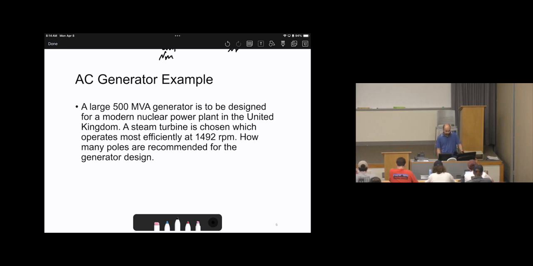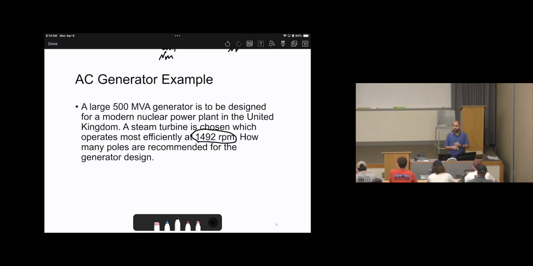So a large 500 megavolt ampere generator is to be designed in a modern nuclear power plant in the United Kingdom. A steam turbine is chosen where it operates most efficiently at this speed, 1492. How many poles are recommended for this design generator? So we have a generator in the UK, and we need to get a speed closer to 1492 RPM. So the question is, we need to determine the number of poles.